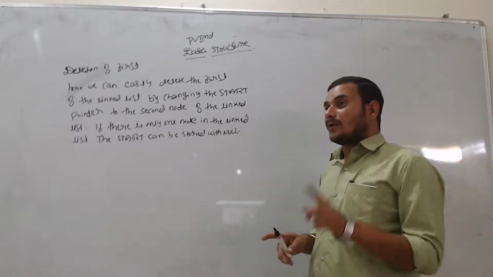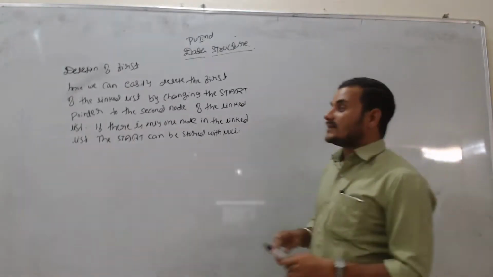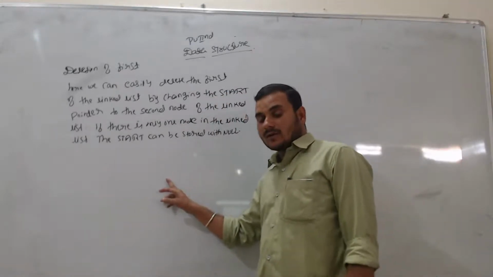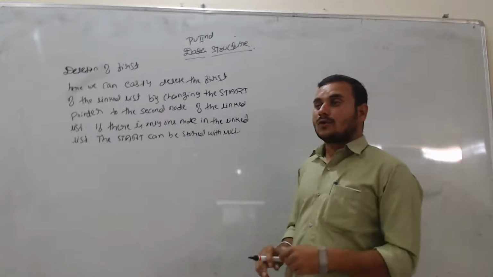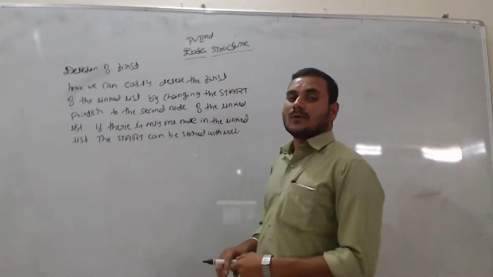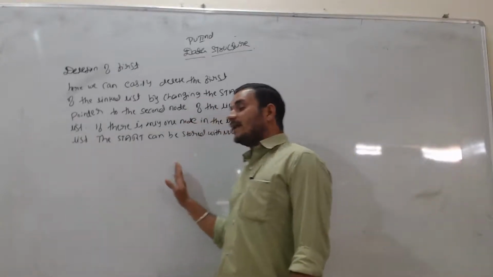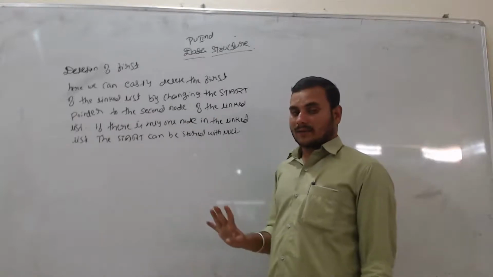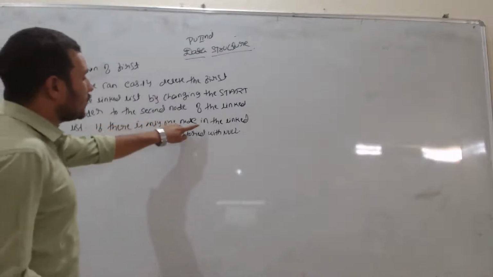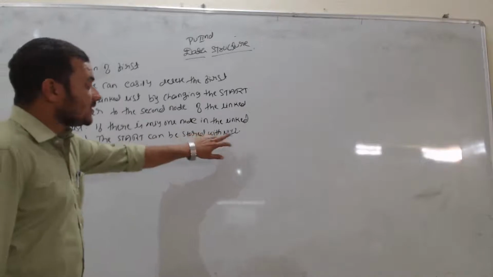Suppose you have only one element, then you take only one node. In that case, the starting pointer points to the head node. In the head node you already know there are two parts: one is the information part and one is the link part. If you have only one node, the link part will be null. Here it says, if there is only one node in the linked list, the start can be stored with null.